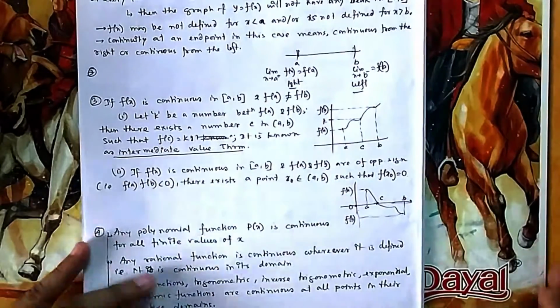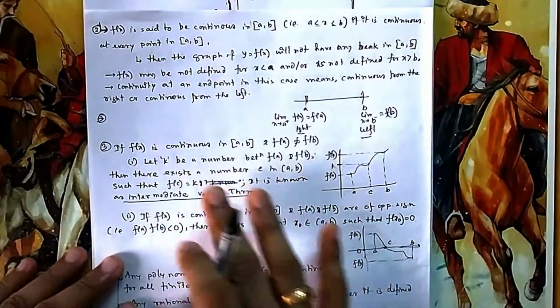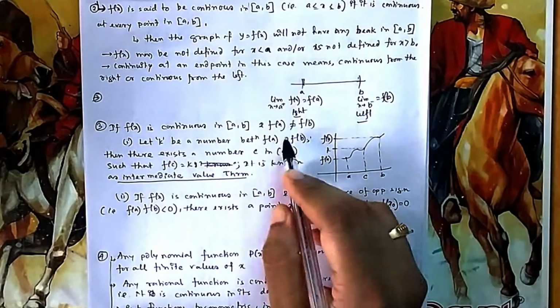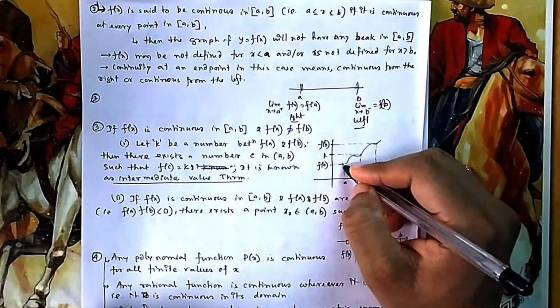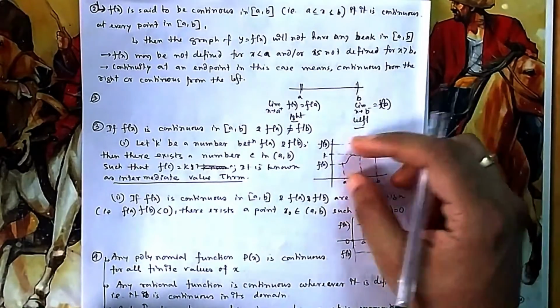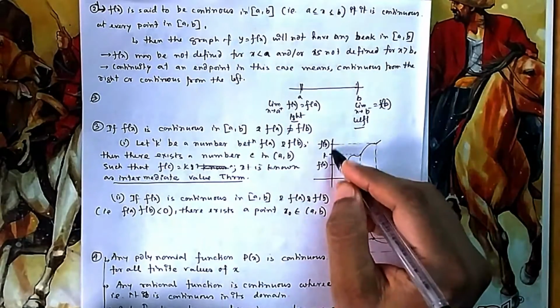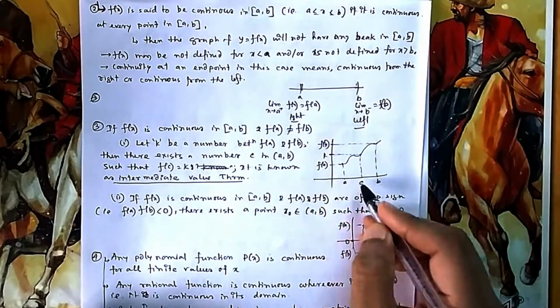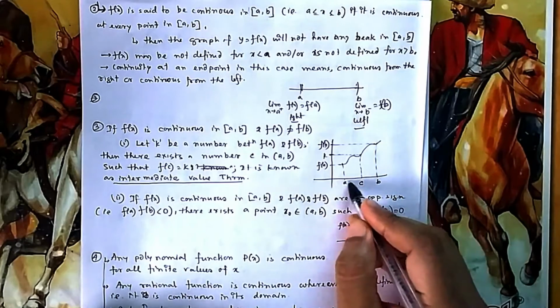continuous. Now one very great theorem is there. Suppose f(x) is continuous from a to b and f(a) is not equal to f(b). At a this is the height, f(a), f(b), so these two heights are not equal. Now if you choose any point k between these two heights, you will find a corresponding point in this domain which is also in between a and b.